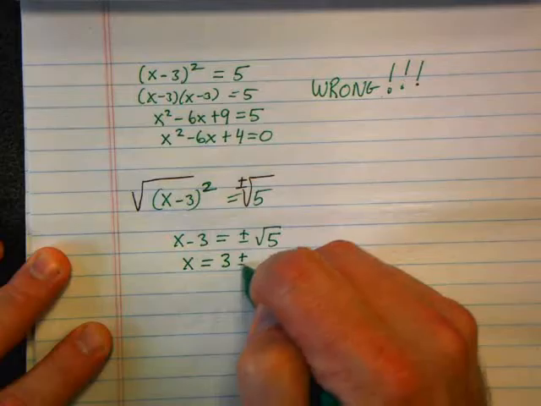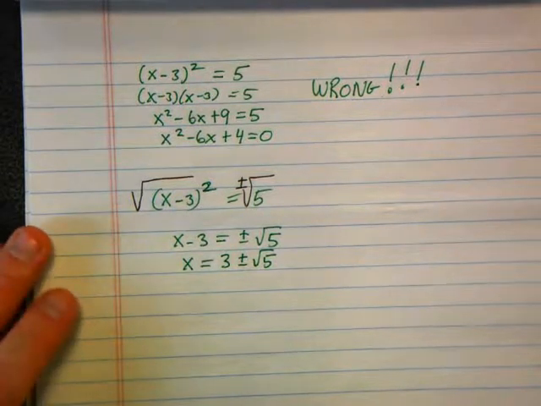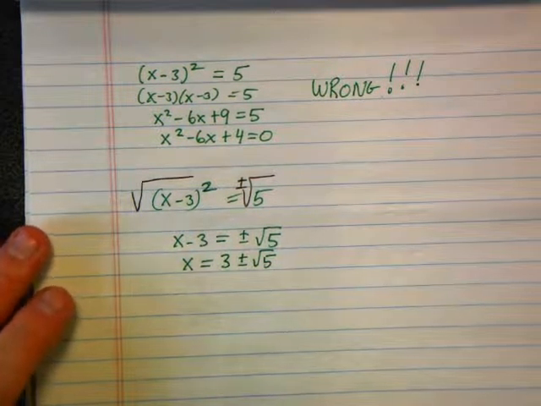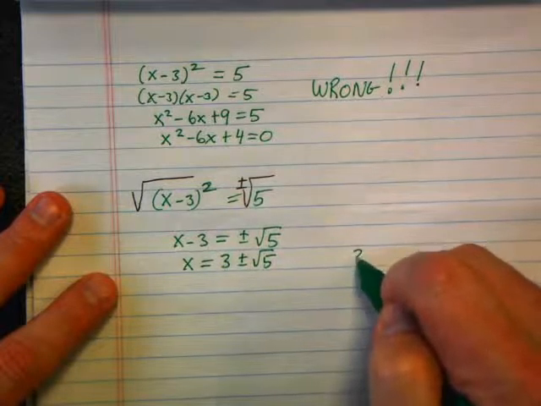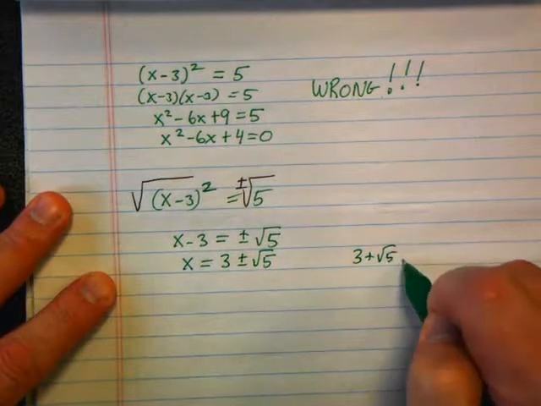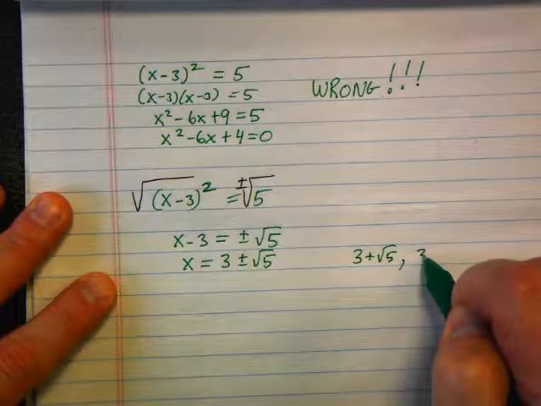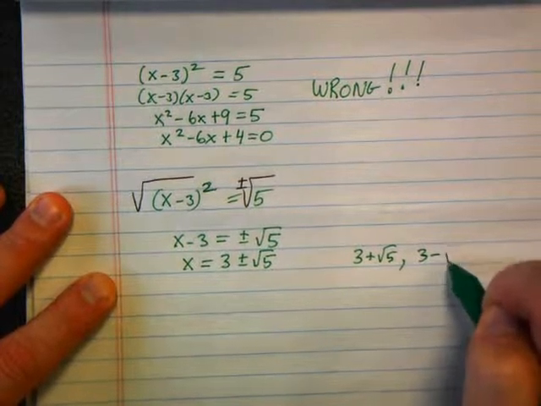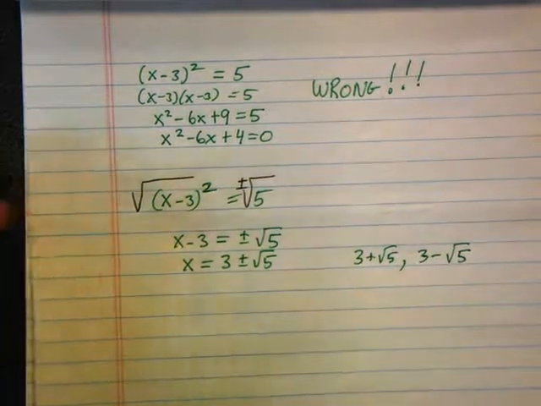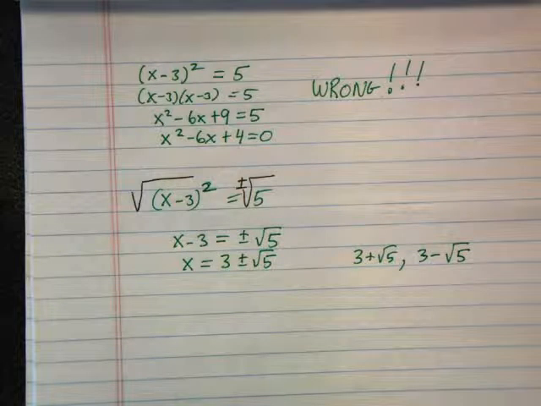Correct. And again, if you're doing this on MyLab, it's going to force you to write two answers. You're going to write 3 plus the square root of 5, and 3 minus the square root of 5. MyLab will force you to write two answers. Questions on that?